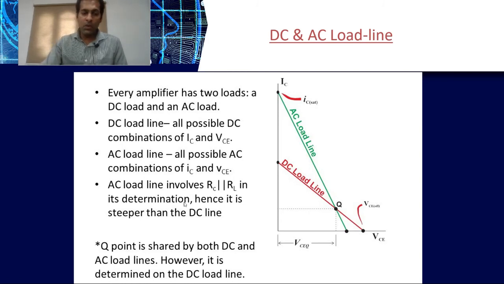So the AC load line involves RC, that is, the collector resistance, which should be connected in parallel to the load resistance. So RC parallel to RL determines the AC. The Q point we can find for DC as well as AC, they can share it, but we can determine it with the DC that we have discussed in the previous session.